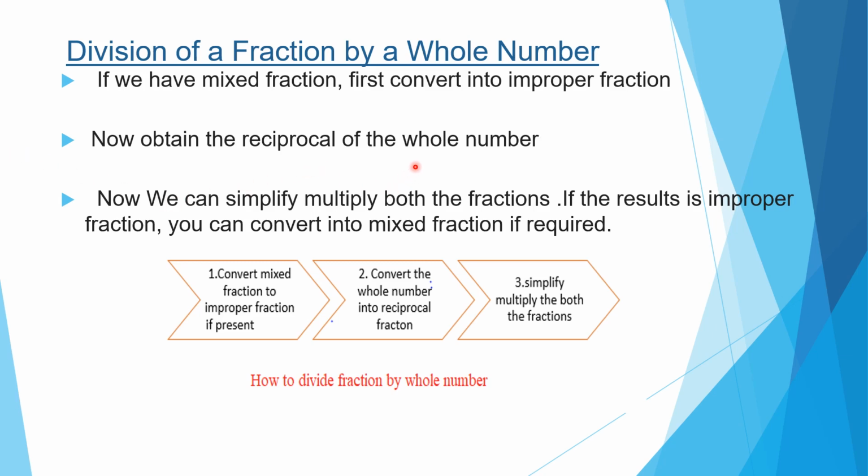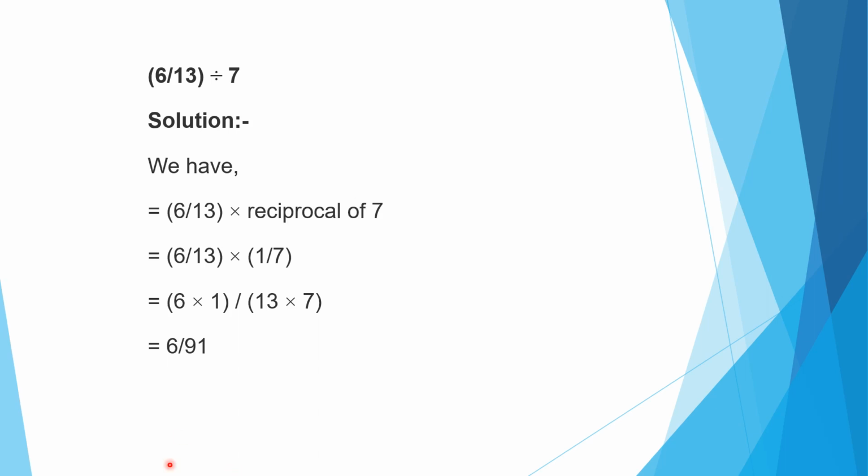Always we have to obtain the reciprocal of the divisor, not the dividend. Then again we have to multiply both, and the answer should be written in the mixed fraction form. That is, convert the mixed fraction into an improper fraction, convert the whole number into a reciprocal fraction, and simplify, multiply both the fractions.